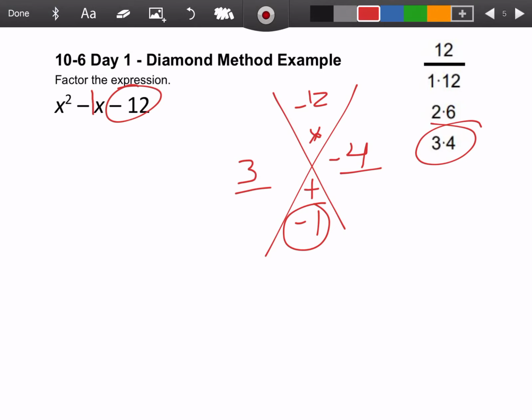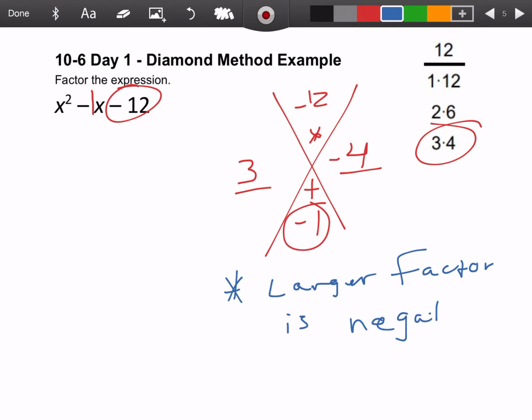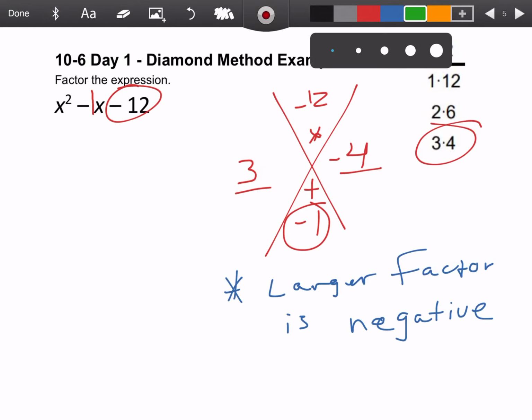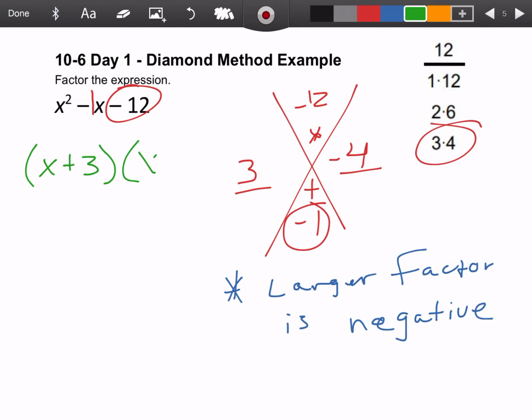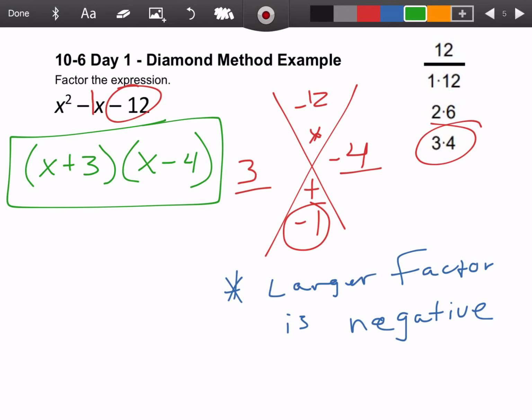So 3 times negative 4 gives us a negative 12. 3 plus negative 4 gives us a negative 1. That'd be another note. This would be a case where the larger factor is negative. And then you'd be able to write your factored form answer as x plus 3 and x minus 4.